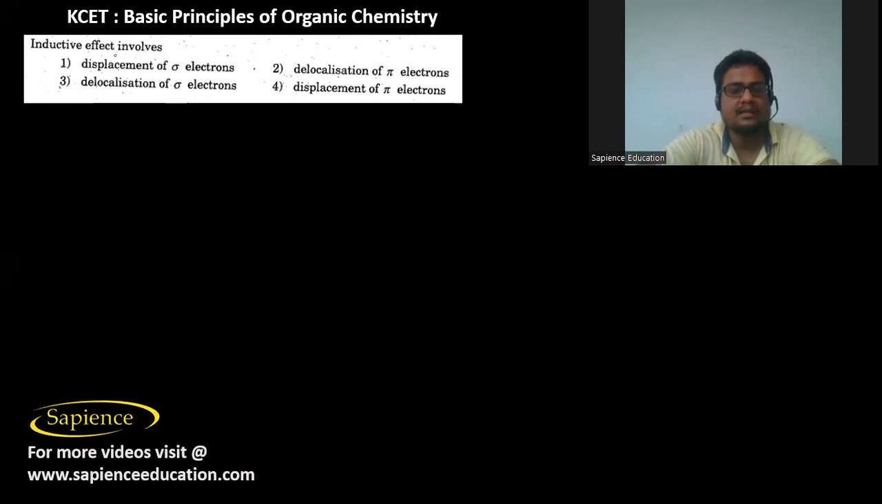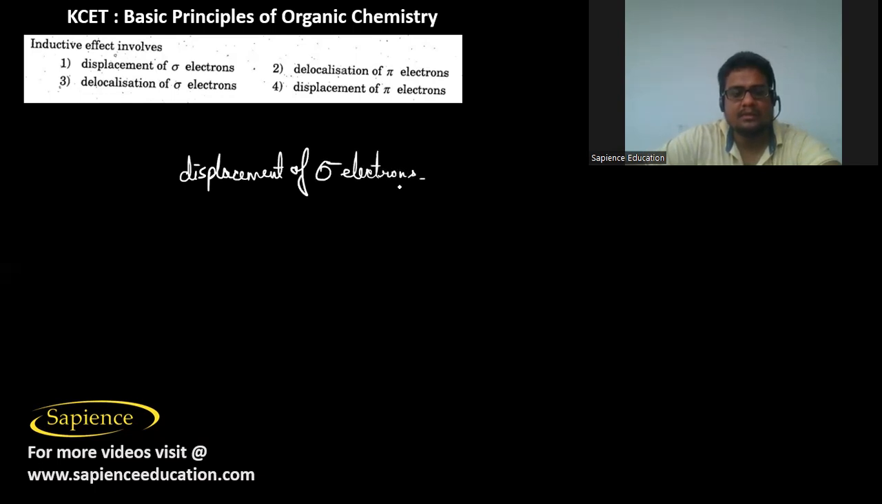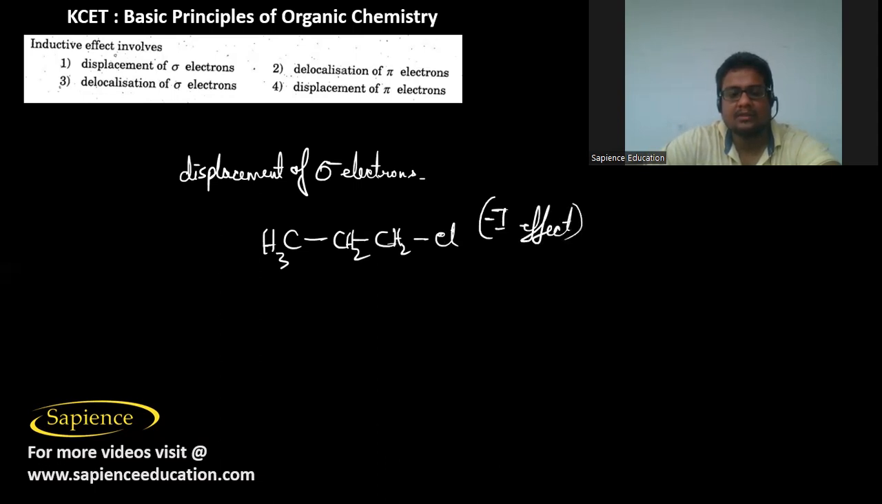And here it is told inductive effect involves. So in case of inductive effect, there is displacement of sigma electrons. For example, if we have a 3 carbon ring and here chlorine is attached to one end, the chlorine will have a minus I effect, since it is an electron withdrawing group, since it is more electronegative than carbon.